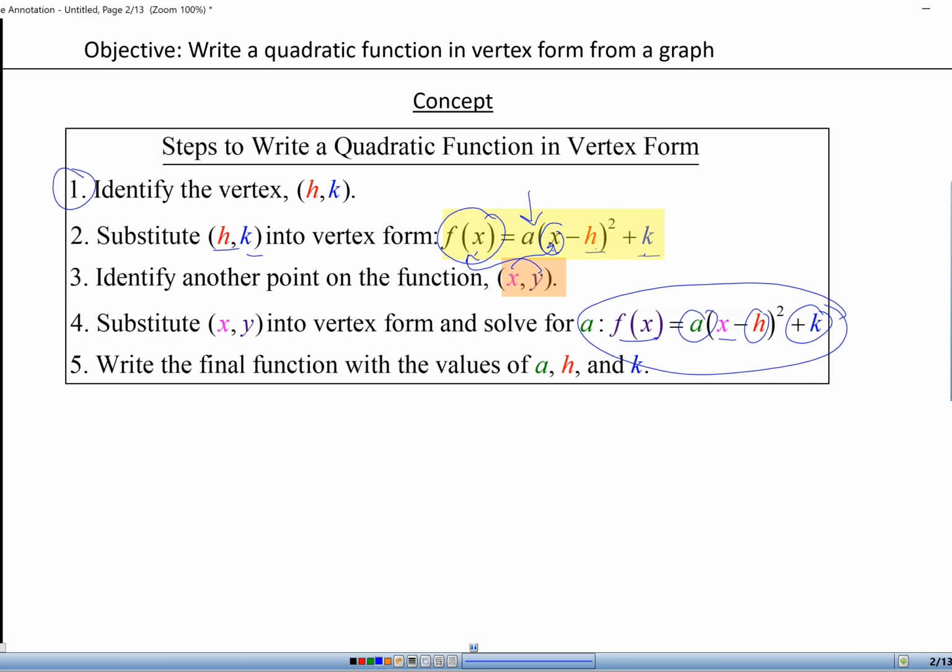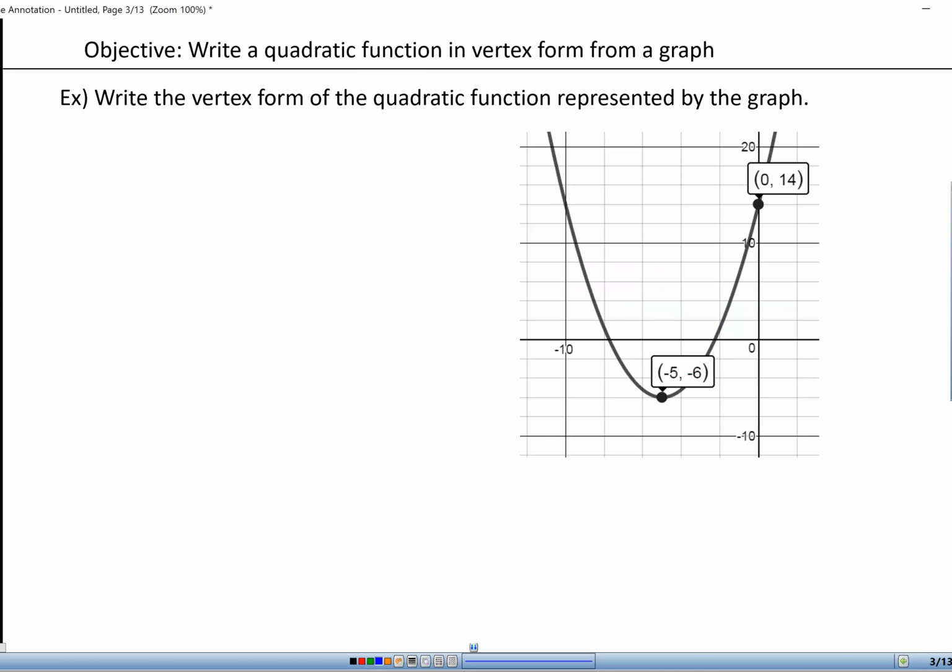All right, let's apply that. So here our instructions tell us to write the vertex form of our function using this graph. So we have to understand the structure of vertex form. That's our f of x equals a times (x minus h) quantity squared plus k. And so the first thing I would do is figure out what the vertex is.